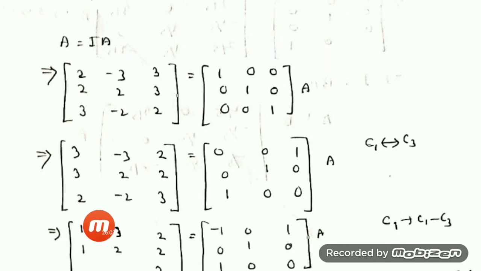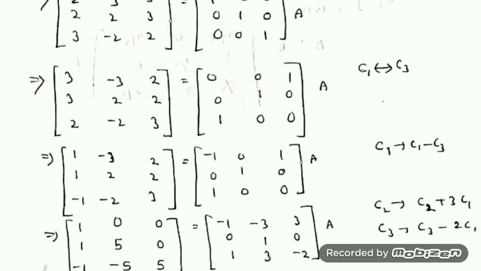3 minus 2 is 1, then 2 minus 3 is minus 1, 0 minus 1 is minus 1, 0 minus 0 is 0, 1 minus 0 is 1. Okay, this is done. Now we have 1 here. Next, to make the second-row element 0, we need the help of column 1 for column 2.